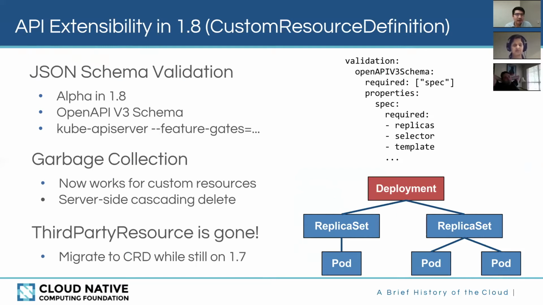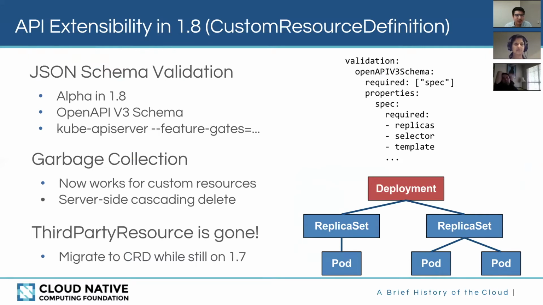Because this is alpha, you have to enable it in your API server with the flag called feature gates. You can look at the CRD documentation for exactly what feature gate there. Or if you use the one that just says enable all alpha features, then this will be included. And I'll do a demo of that in a second, but I want to go through the other new things.